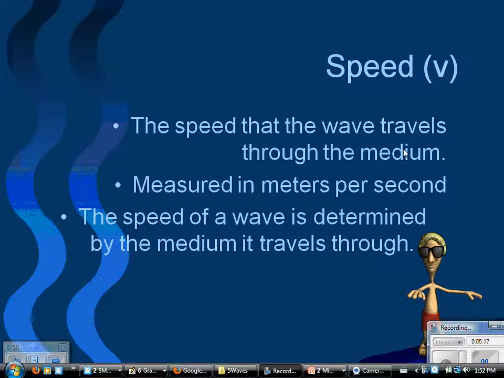So speed is the speed at which the wave travels through the medium. It's measured in meters per second. Now, here's an important thing. The speed of the wave is determined by the medium it travels through. I want you to keep that in mind when we do a little exercise at the end of class if we have time.